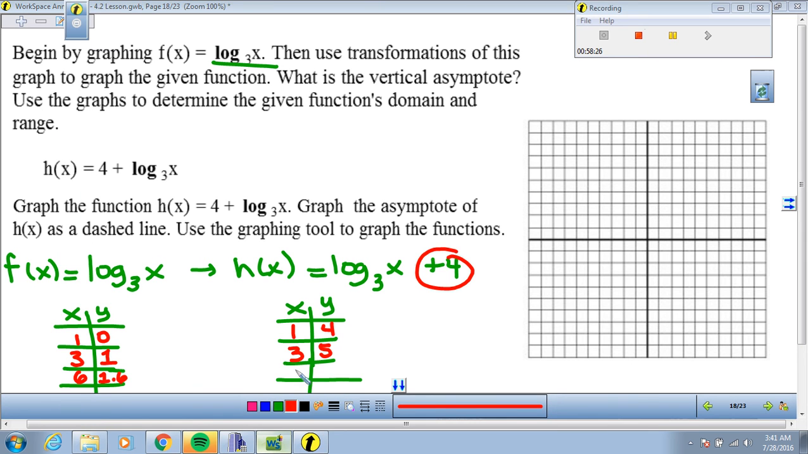So this was a 6, and this was 5.6. So we plot the points of the transformed graph: 1, 4, 3, 5, and 6, 5.6, probably there.